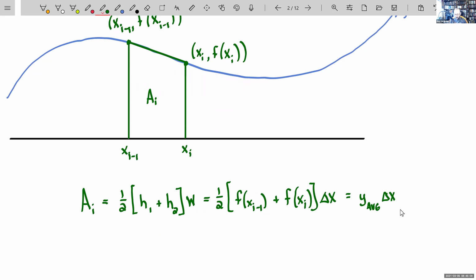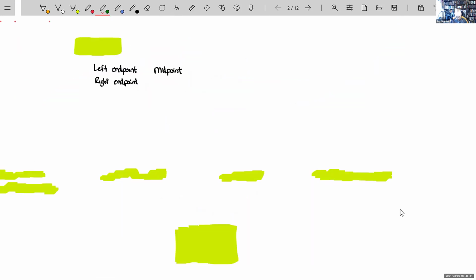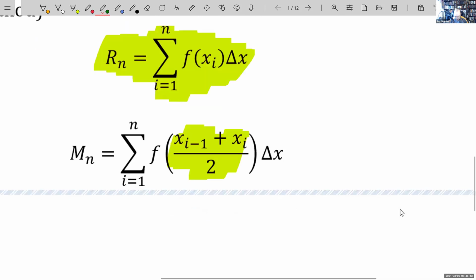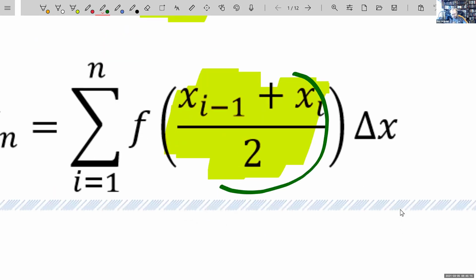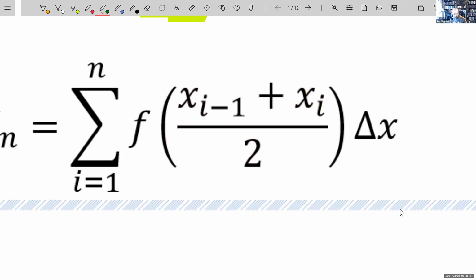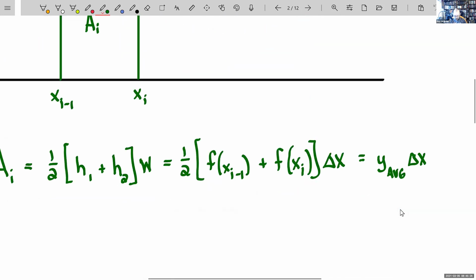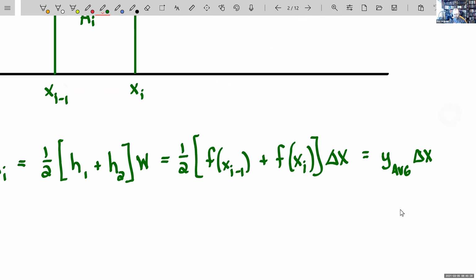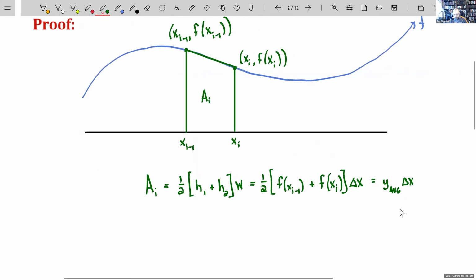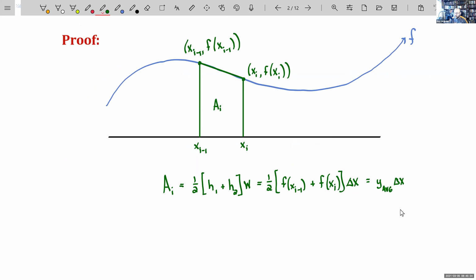Versus the midpoint method, by the way, just to remind you, the midpoint method is the average x value. This is an average x value that you plug into your function and then times the width. That's the midpoint method. The trapezoid method looks at the average y value. Okay. So anyhow, take the average y value, yay. And that's what the area of the ith slice looks like.